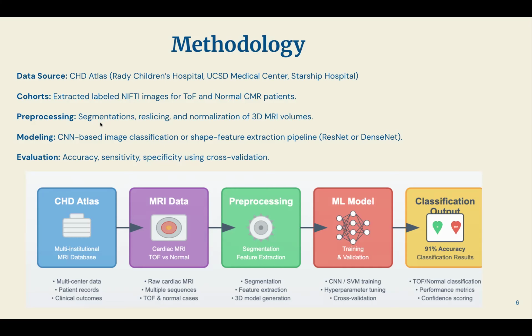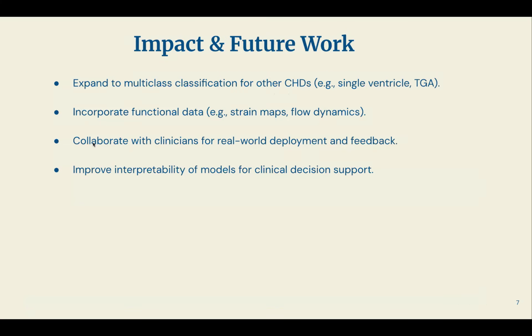We already have segmentations for a lot of the patients, and then normalization of MRI volumes. Then we'll probably try to model it based on a convolutional neural network. I think Ria suggested we maybe use a ResNet or a DenseNet for feature extraction. Finally, we'll evaluate using the standard metrics. And hopefully, if we're able to do TOF successfully, we can expand to multi-class classification for other CHDs.